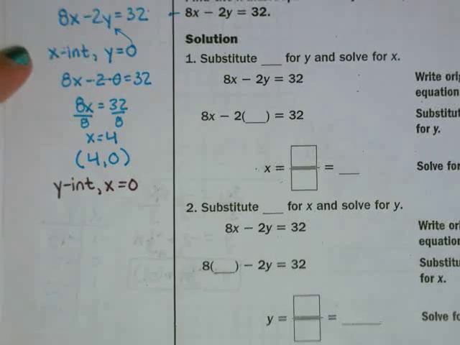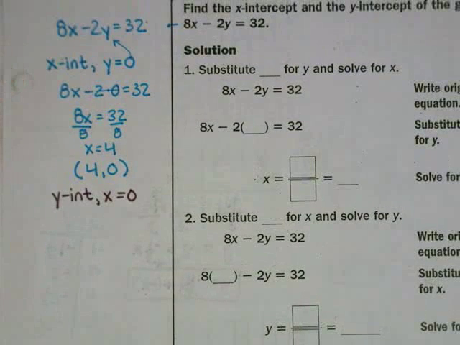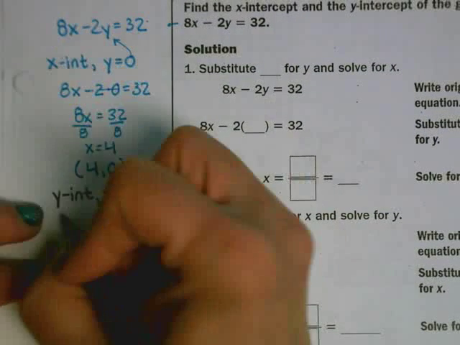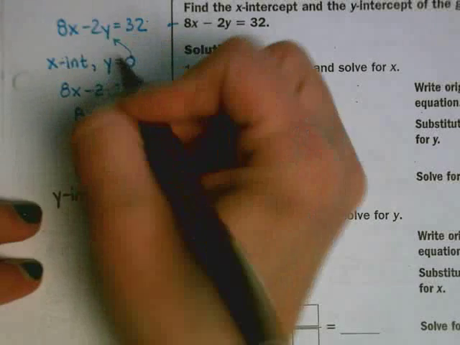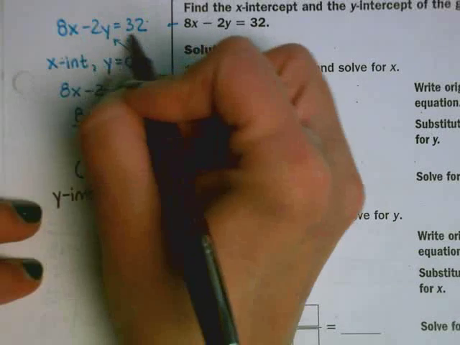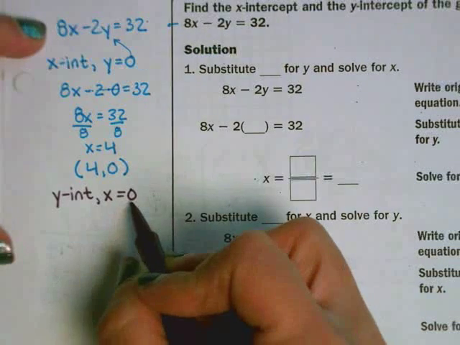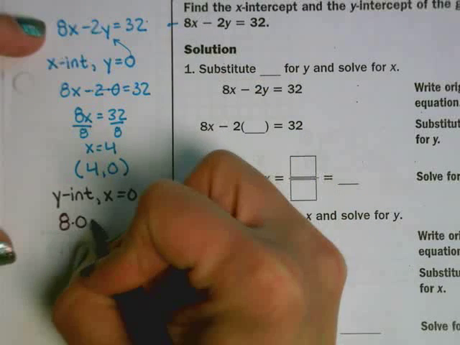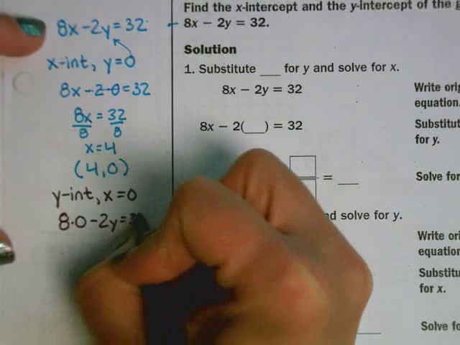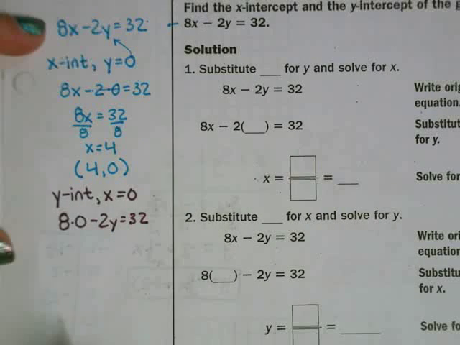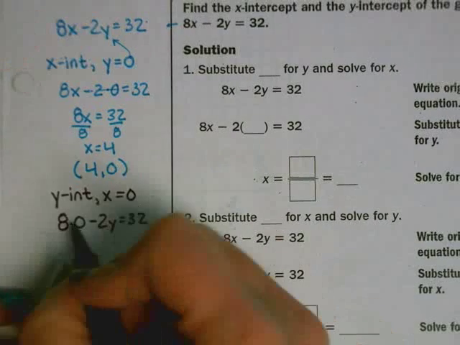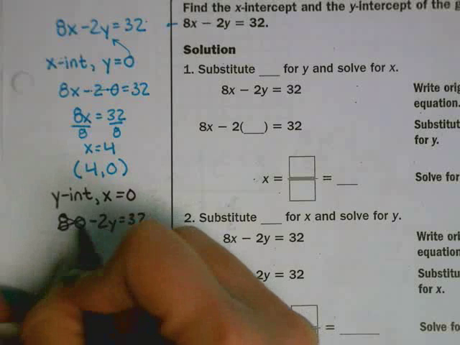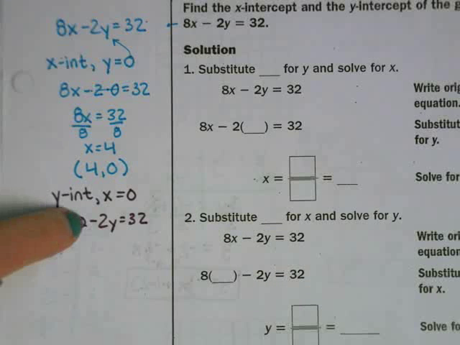I'm going to write that out every time just so that we remember what part of the process we're on. And now let's write our equation again, but this time I'm going to use 8x minus 2y equals 32, and I'm going to plug in 0 for x. So 8 times 0 minus 2y equals 32. What's 8 times 0? Just 0. So this really is just 0. It goes away. And we're left with negative 2y equals 32.